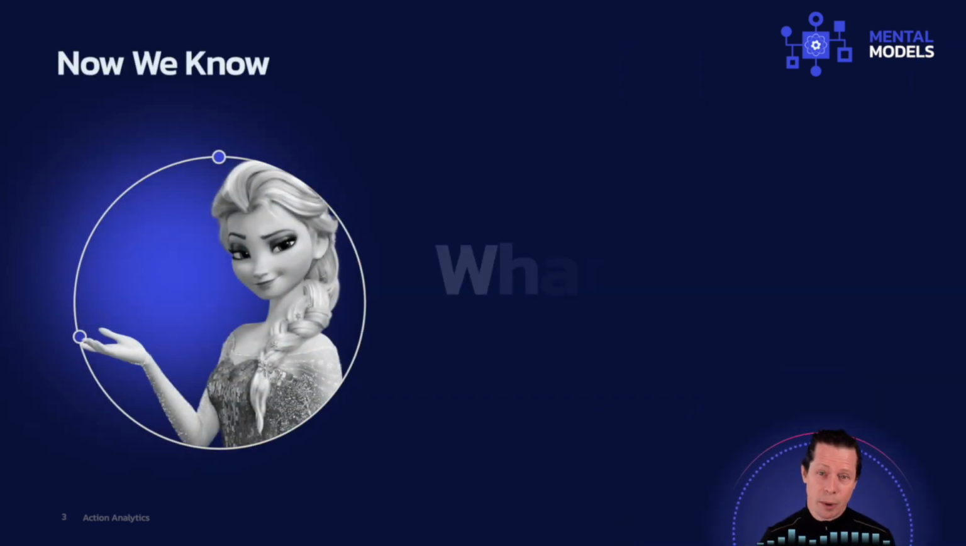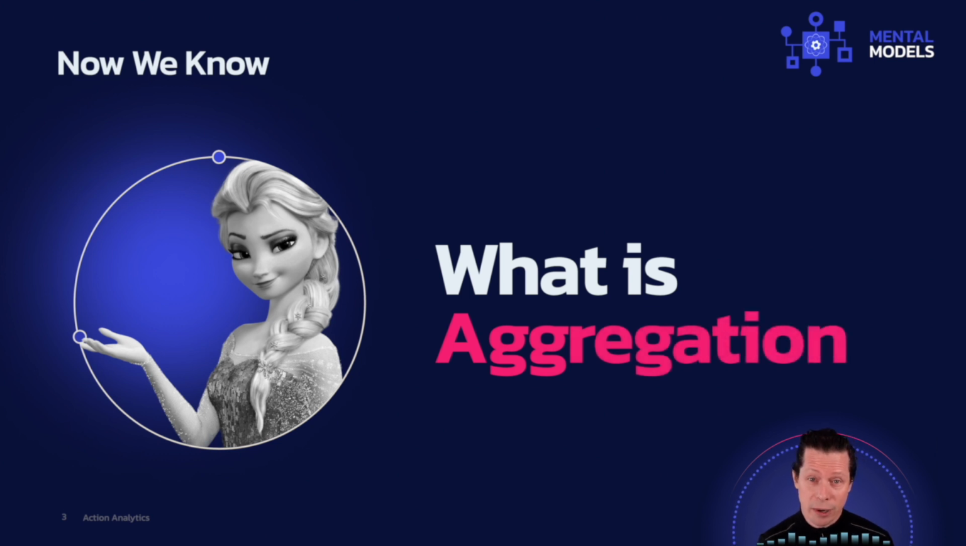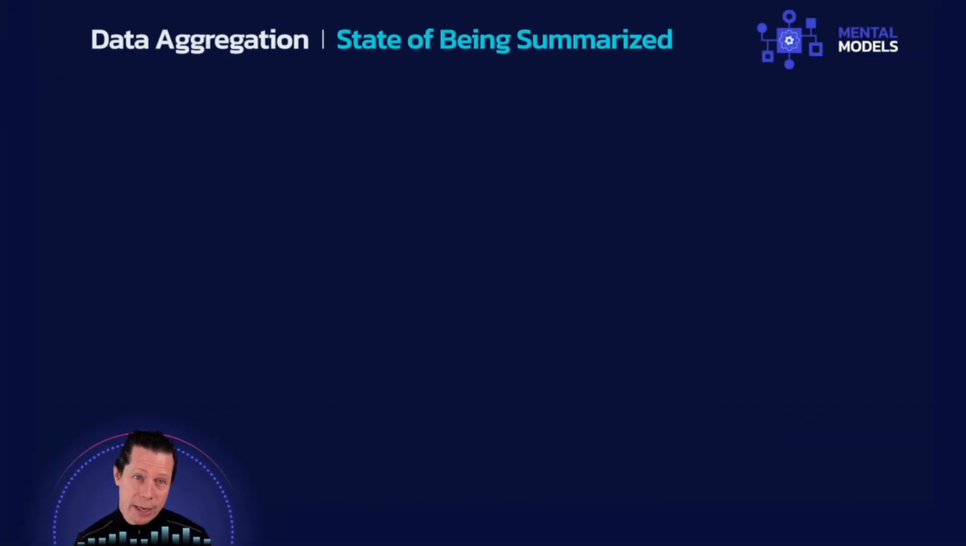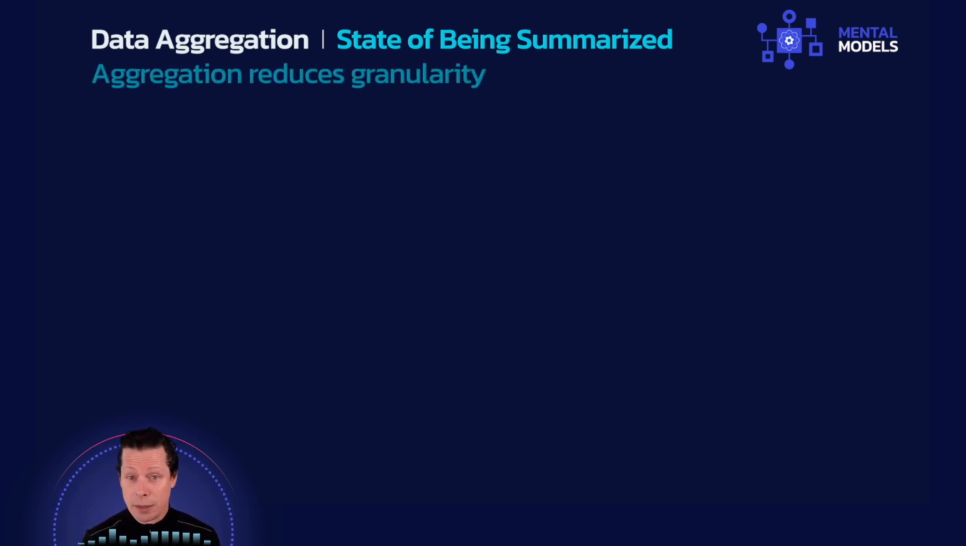And so thankfully from our previous mental models, number 5 and 5.1, we know now what is aggregation, like what happens in the system when data is aggregated. And just to recap, data aggregation is really just the state of a granular data set being summarized. So aggregation reduces granularity.